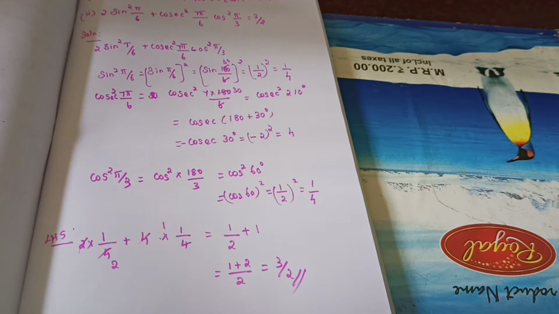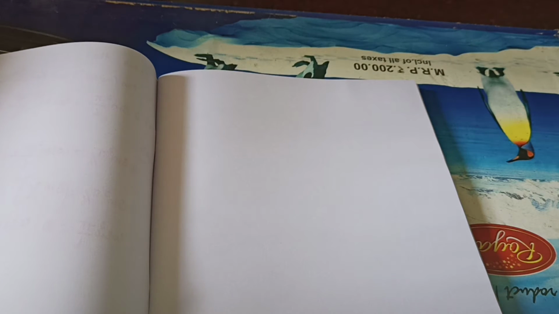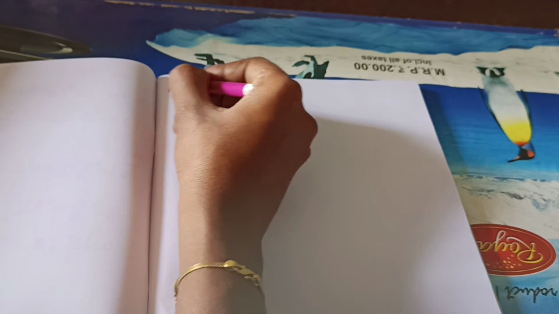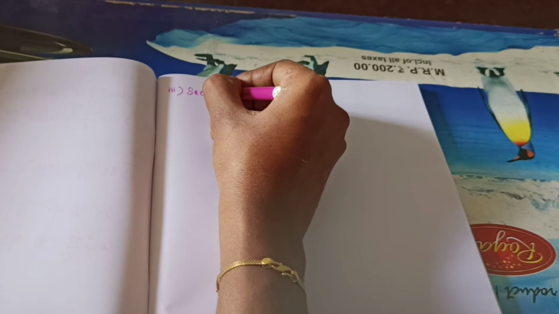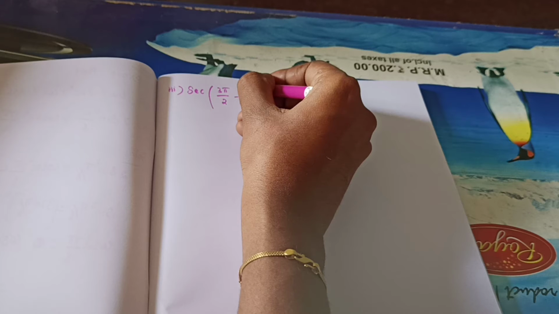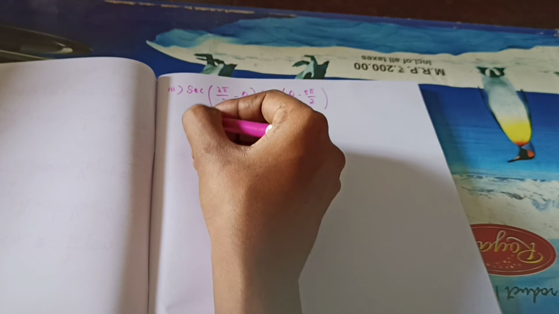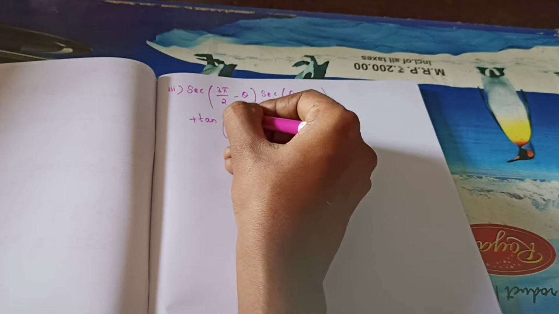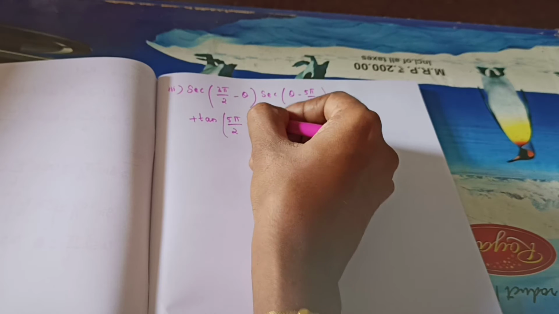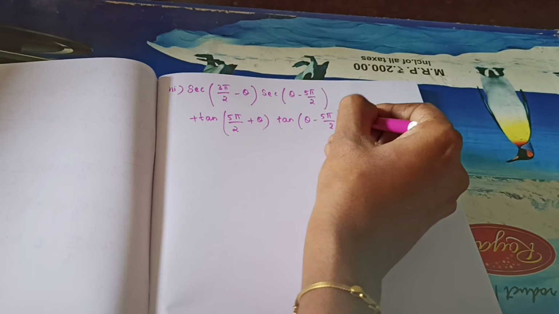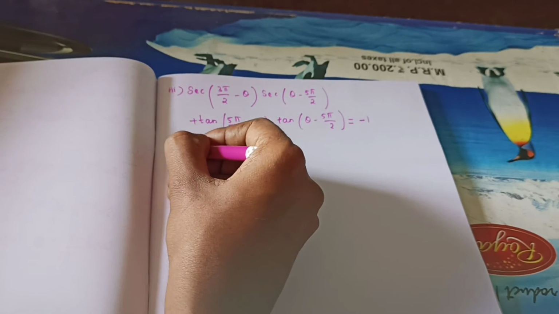Third Roman, we can do it now. Third one, secant of 3 pi by 2 minus theta, secant of theta minus 5 pi by 2 plus tan of 5 pi by 2 plus theta, tan of theta minus 5 pi by 2 equal to minus 1 you need to put. Solution.